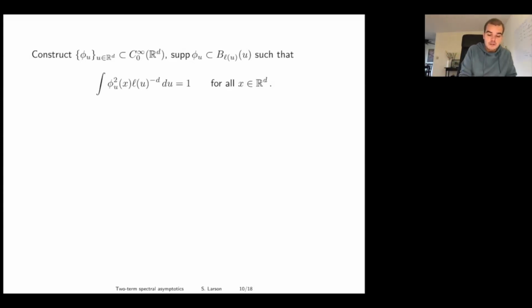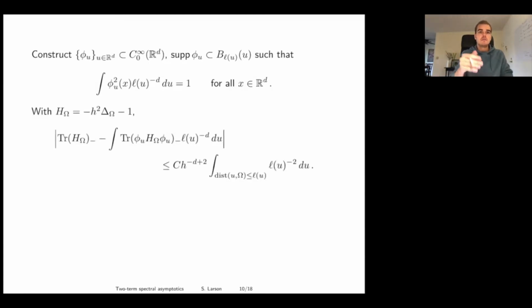Namely, we construct a family of functions phi indexed by a point in space, which we call u. And all of these functions are smooth and compactly supported. Namely, they have support inside this local ball around u of size L. Now, the important property for us is that these functions form a continuum partition of unity with respect to u. So if you, for any fixed x in R^d, integrate with respect to u the square of these functions against this length-dependent weight, then you just get one. Or at least for almost every x, which is enough for us. So this is essentially a partition of unity.